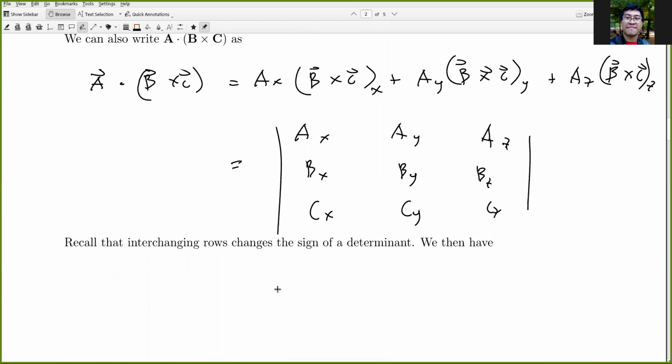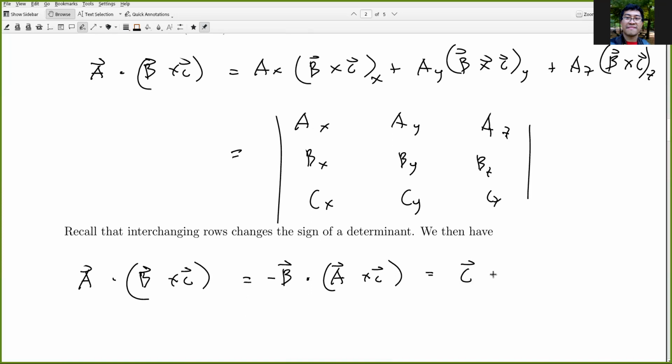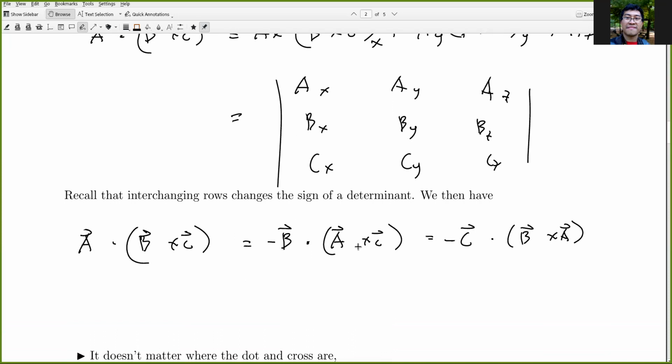For determinants, if we interchange rows, let's say we interchange A and B, we get the same result but with a different sign. Which means that if we write A dot B cross C and interchange, for example, A and B, so that you have B dot A cross C, that means we interchange the first row and the second row. We will have a change of sign, so we'll put a negative here. Similarly, if we interchange A and C, that would be C dot B cross A, but we interchange two rows, so we'll have a negative sign here.